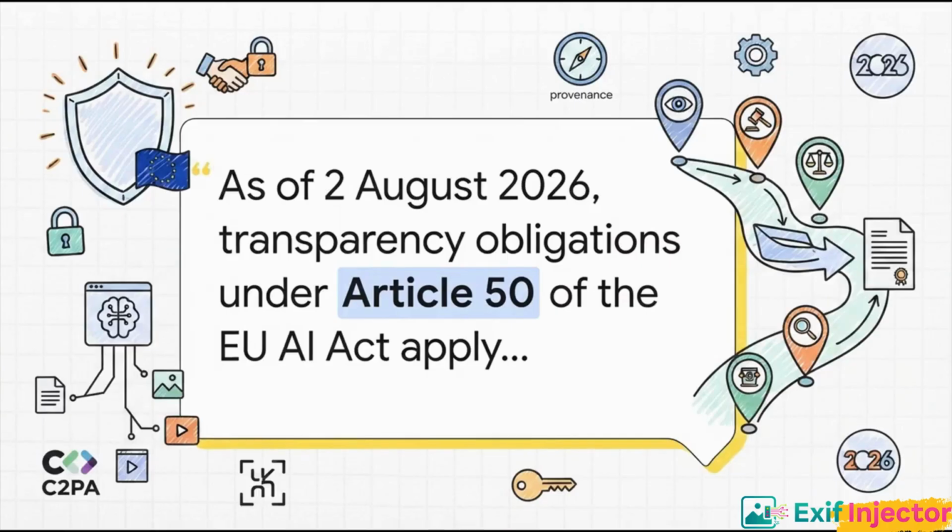And honestly, this isn't just about personal privacy anymore. We are entering the realm of major global regulation. As of August 2nd, 2026, transparency obligations under Article 50 of the EU AI Act officially apply to providers of generative AI systems. This means that managing metadata, understanding C2PA, and dealing with machine-readable AI marks is no longer just some niche technical issue for geeks, it is a major legal and ethical frontier.